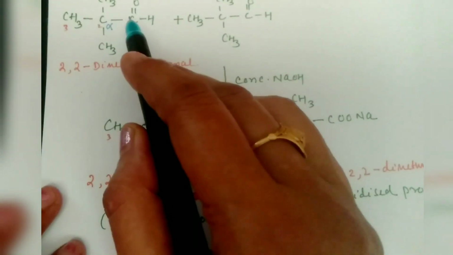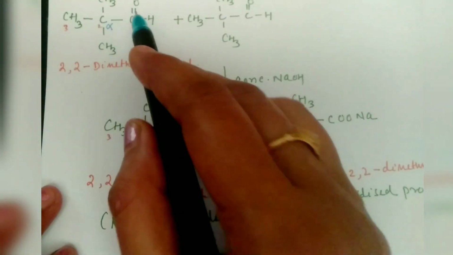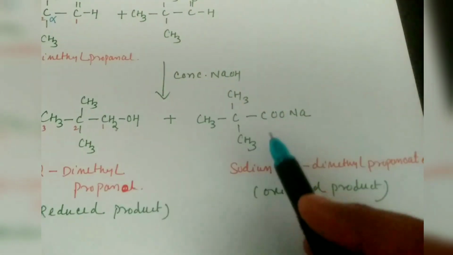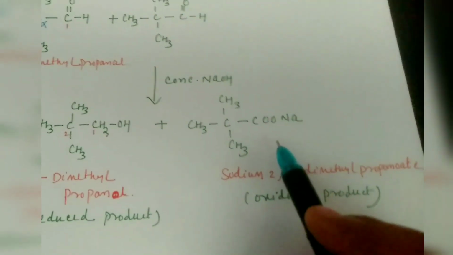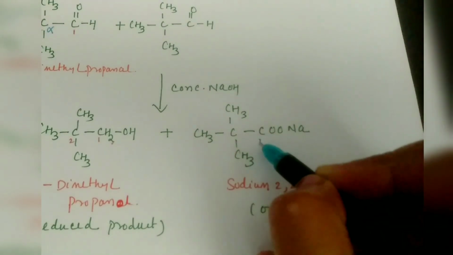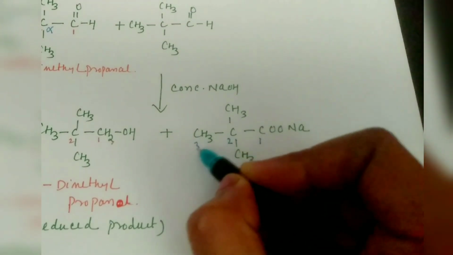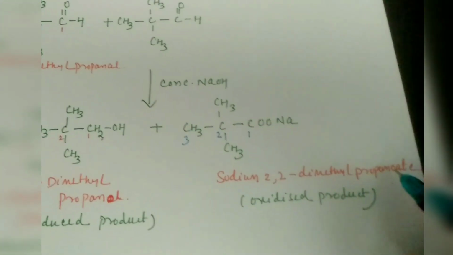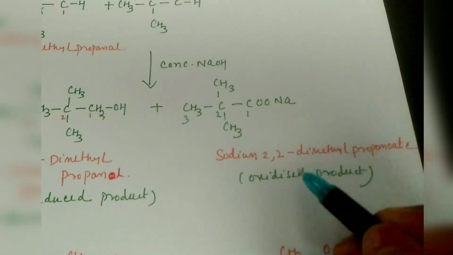So when oxidation takes place, there is addition of oxygen, and the product will be the salt of the corresponding acid, that is, sodium salt. This is your product. The name is sodium 2,2-dimethyl, this is your 1, this is your 2, this is your 3. So sodium 2,2-dimethylpropanoate. Okay. This is the oxidized product.